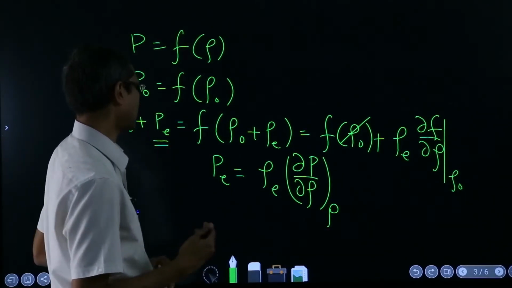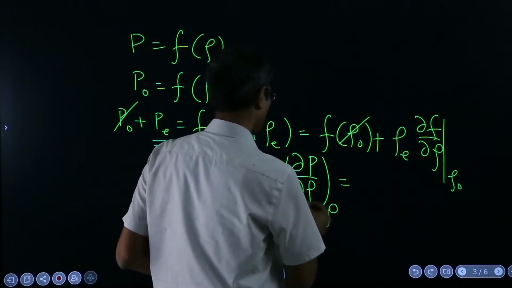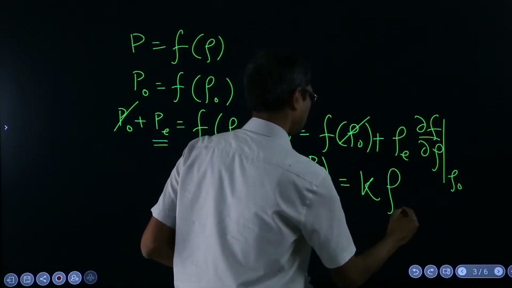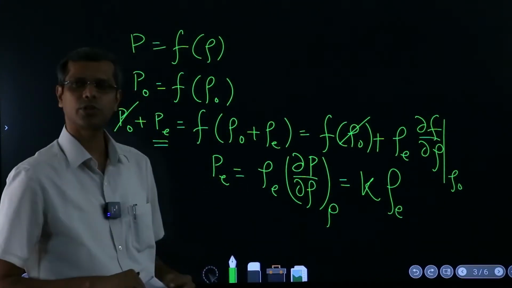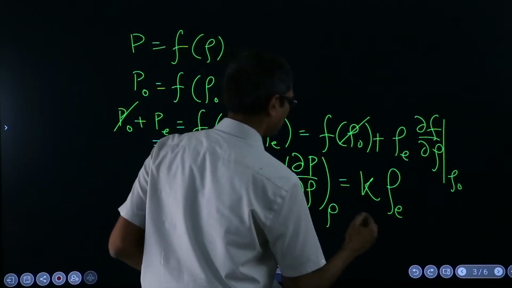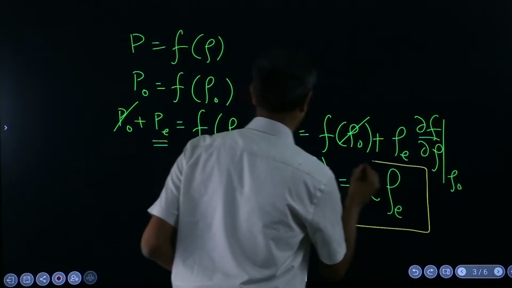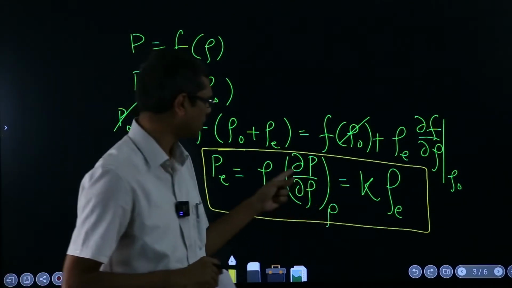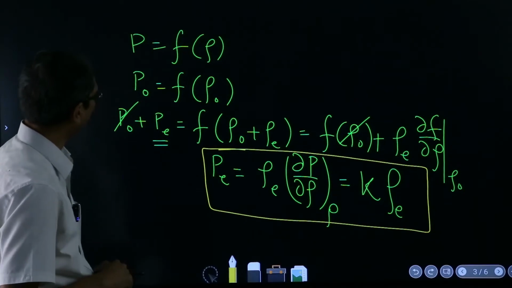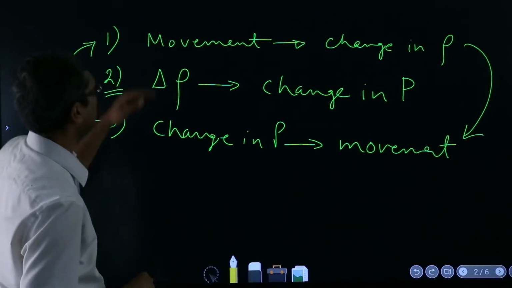That means, so simply we can say that it's some constant, suppose, we can say constant times rho e. That means the change in pressure is proportional to change in density with some constant. So that is our first relationship, or second relationship in fact, where this constant is how the pressure changes with respect to density. Okay. Then what? Let's go to this first one.